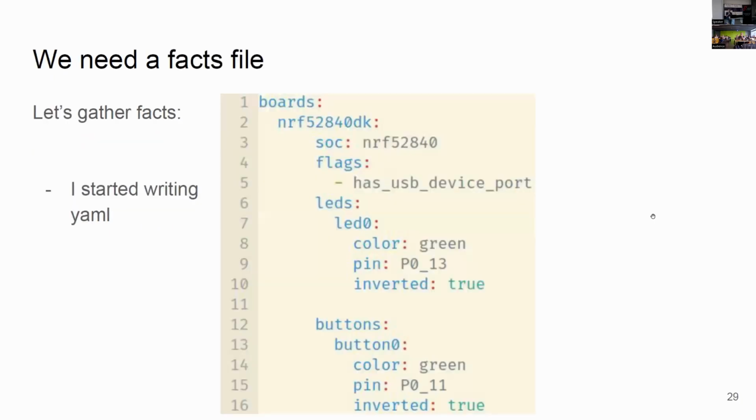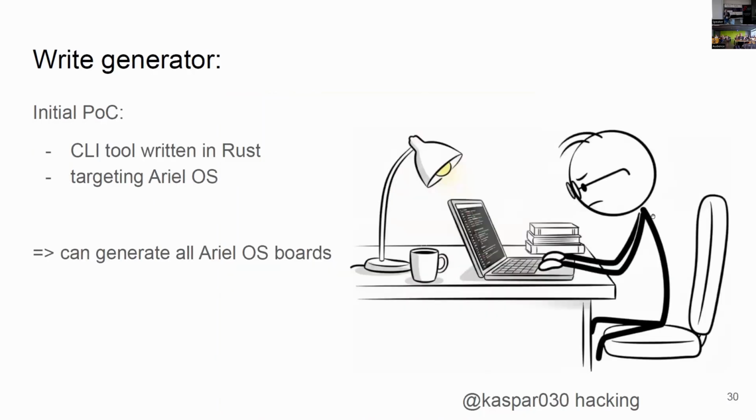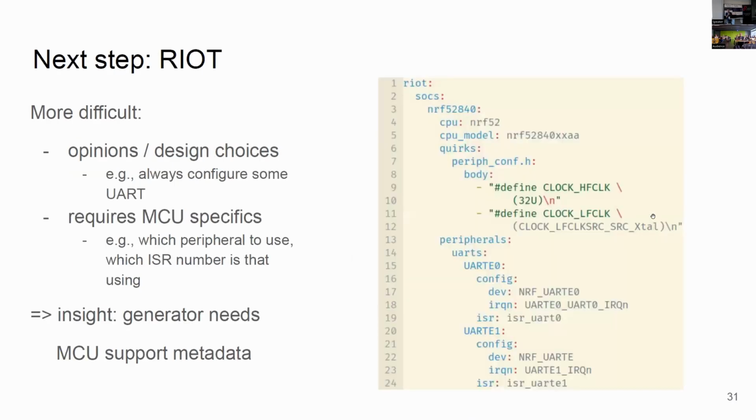And of course, I did a proof of concept for that. I started with just writing down facts in YAML because I think it's easy to write, easy to read. And sat down and started coding. And at some point I could generate all the Ariel OS boards we have. It's only a small number, like 30 or something. I could generate all the board support. But I'm going to a RIOT conference, so I had to see what it would do for RIOT, and whether it works out, and it did.